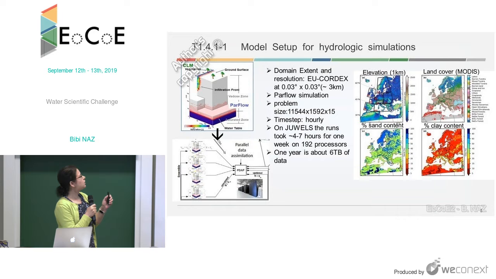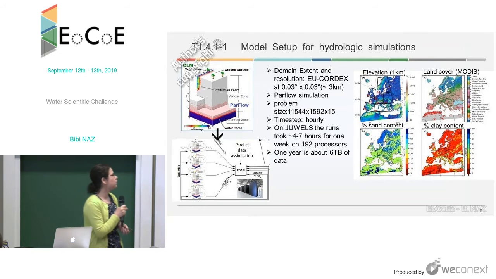So this is just showing our model setup. We are using ParFlow, which simulates all the subsurface hydrological processes, and which is also coupled with the land surface model, CLM. This CLM-ParFlow is also coupled with the parallel data assimilation framework, which we use to merge the observational data into our model estimates in order to improve our outputs.